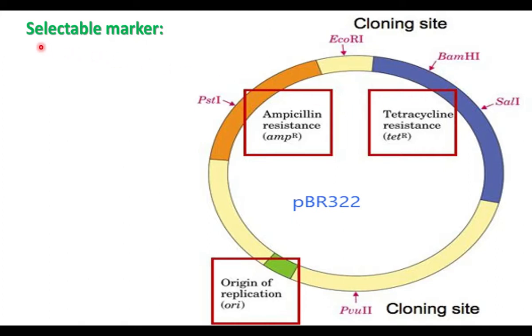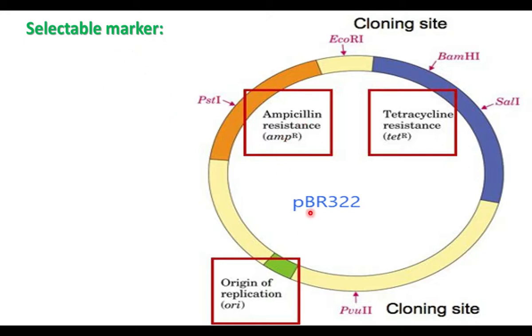And selectable marker. Our aim is to transfer the foreign gene into the host cell. For that, the foreign DNA is combined with the vector. How to verify whether the vector carrying the foreign gene enters into the host cell or not? Whether the recombinant DNA enters into the host cell or not. To verify, while doing the experiment, selectable markers are used.